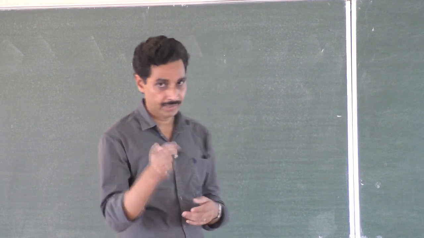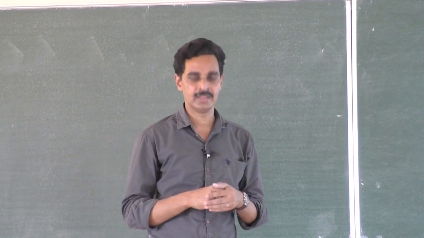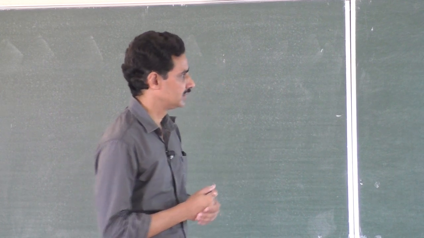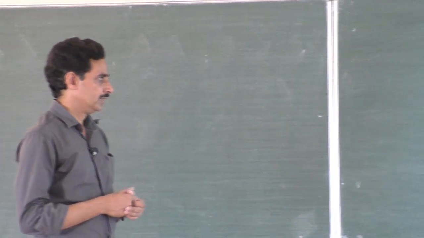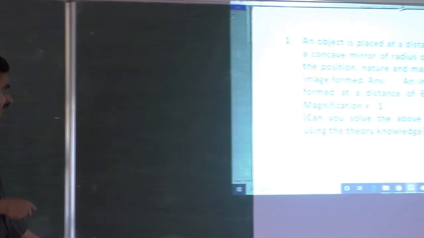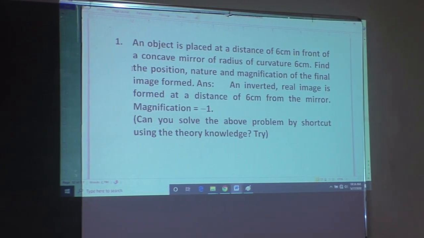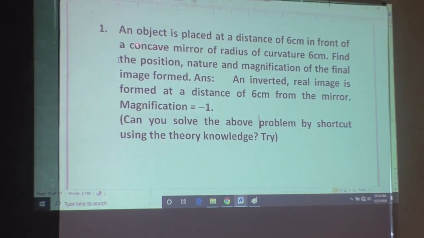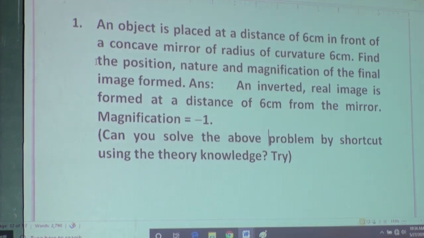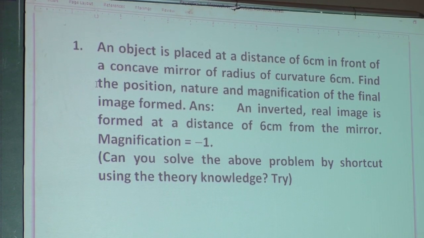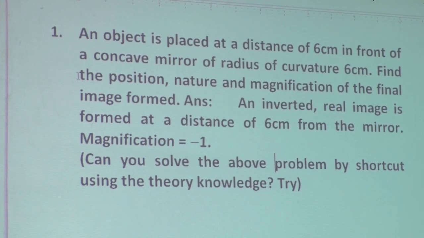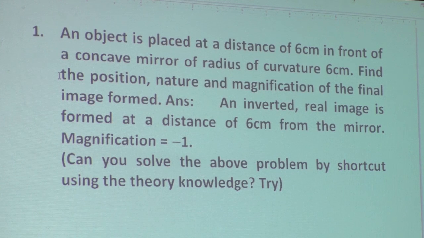So moving on, I've given some problems in that PDF form. If you have that, just open it. Otherwise, we will look into these problems. We will go one by one. Now this problem here: an object is placed at a distance of 6 centimeters in front of a concave mirror, right? It is a concave mirror problem. Object is placed at a distance of 6 centimeters from a concave mirror of radius of curvature 6 centimeters. Find the position, nature and magnification of the final image formed. Okay, the answer is also given.